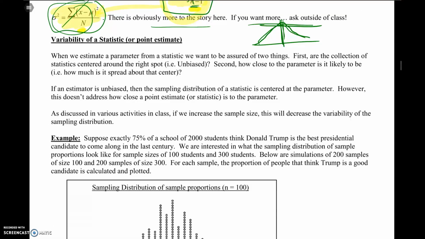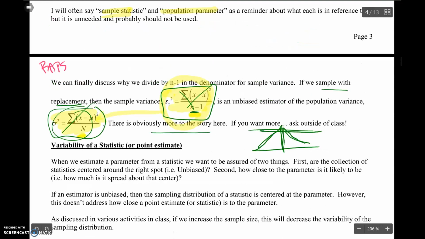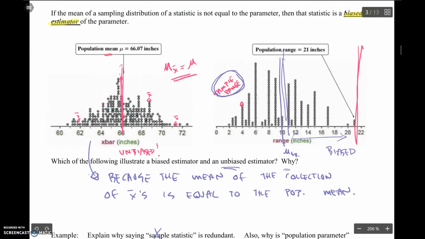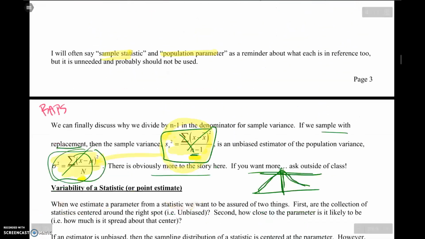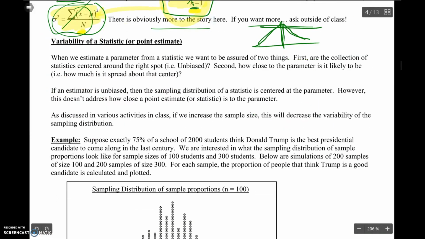Okay? Variability of a statistic or a point estimate. So, when we estimate a parameter from a statistic, we want to be assured of two things. First, is the collection centered about the right spot? Is the center of my sample statistics equal to the population parameter I'm trying to estimate? That means it's unbiased.